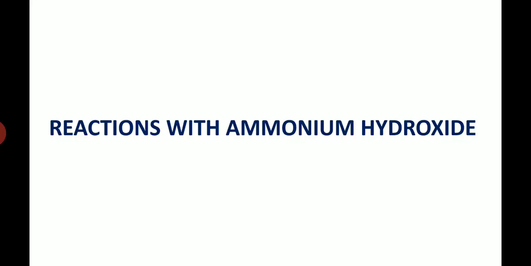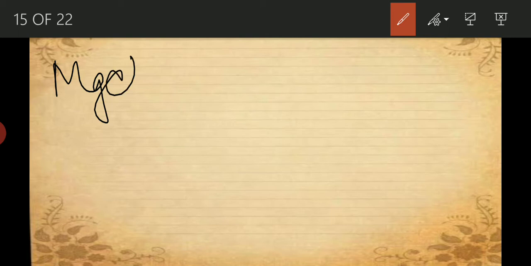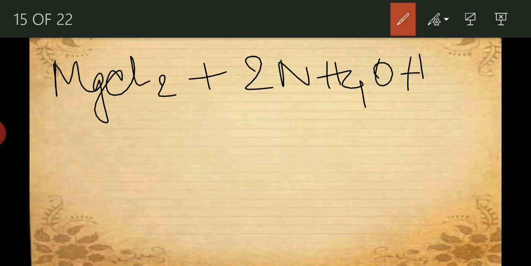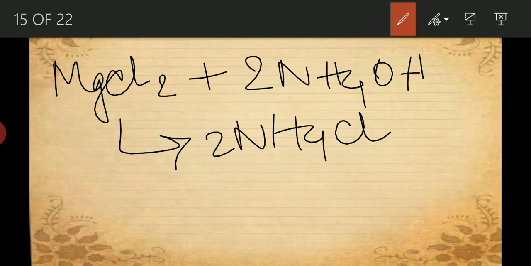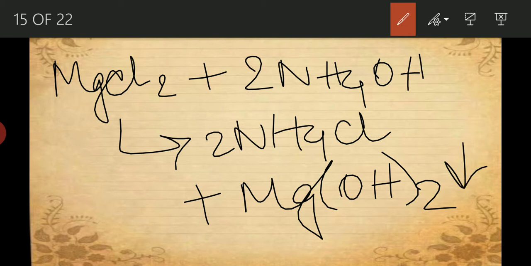Clear? Now move on to reactions with ammonium hydroxide. Again, we will take similar types of examples. For magnesium, we will take magnesium chloride, MgCl2. I have already told you that it is white in color. So if we react this with NH4OH, that is ammonium hydroxide, then what will we get? We will get NH4Cl, ammonium chloride, and magnesium hydroxide. Now this magnesium hydroxide is a PPT. This is dull white. Again, I am not writing the same thing. I have already told you.